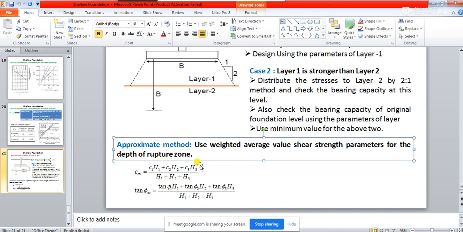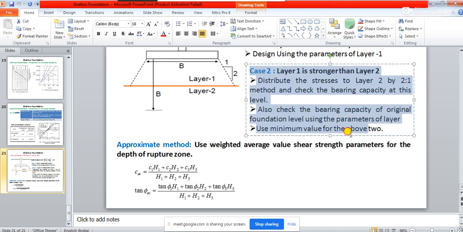However, exactly the same way as when we calculated the mobilized friction, where we calculated phi m equal to 2/3 phi, in this case also, when you use the approximate method, you will have to find the average value of tan phi. So the average value of tan phi should be calculated using tan phi 1 into h1 plus tan phi 2 into h2 plus tan phi 3 into h3, divided by h1 plus h2 plus h3. So you understood? You need not think about this thing.